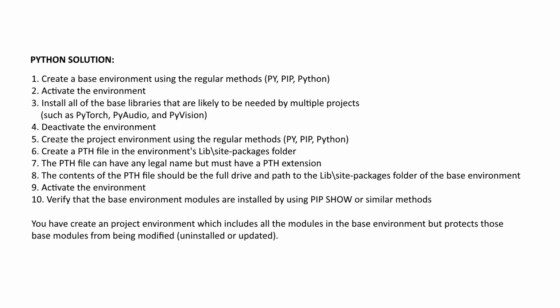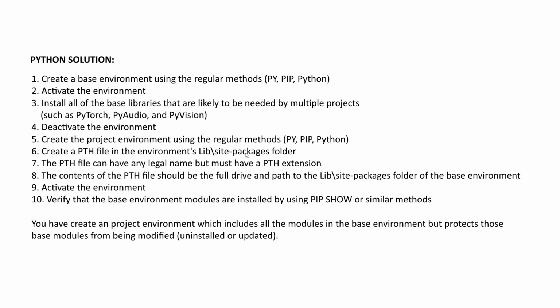All right, so now we create our project-specific environment, again using the completely regular methods for creating an environment. But before we activate it, we are going to go into the lib site-packages folder of that environment, and we are going to create a PTH file. A PTH file is just a regular text file, but it has a PTH extension. So you can call it whatever you like, as long as the extension is PTH.